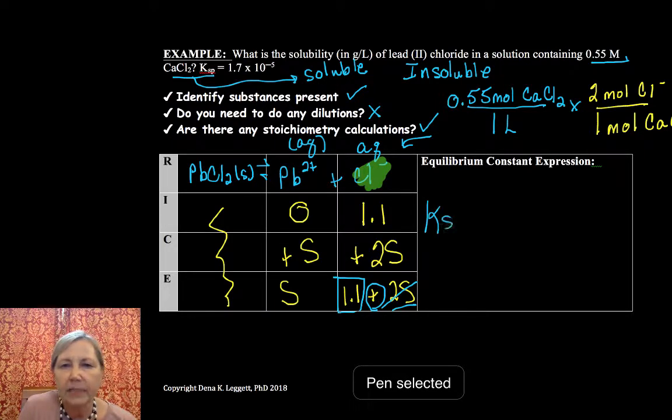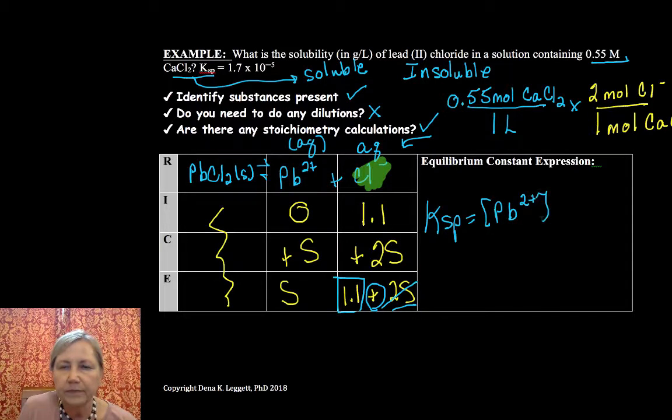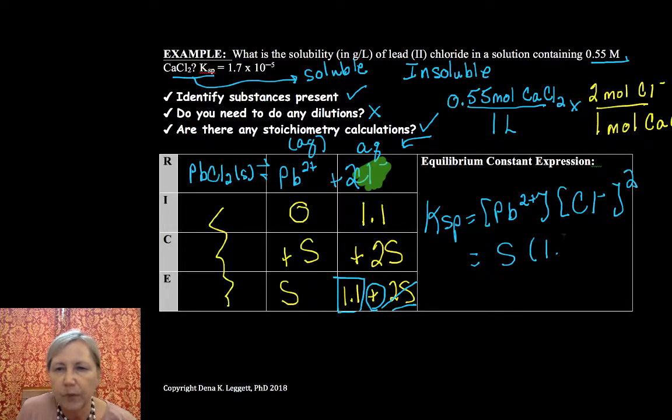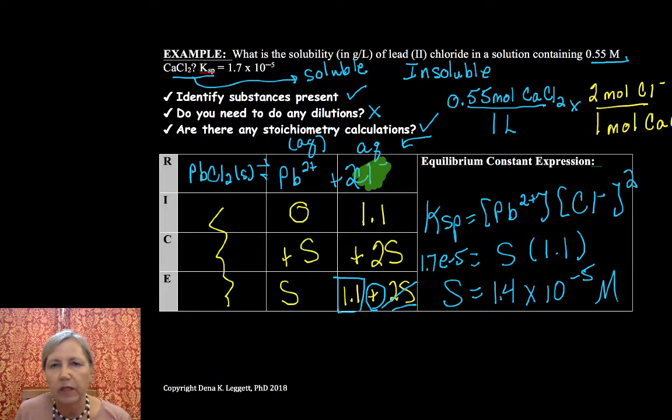So now Ksp, which is lead ion times chloride ion, almost forgot to balance that, squared, okay? And I'll get S times 1.1 squared is equal to 1.7 times 10 to the minus fifth. And if I solve for my solubility, I get 1.4 times 10 to the minus fifth molar.